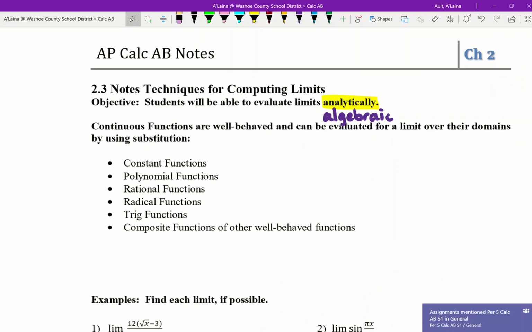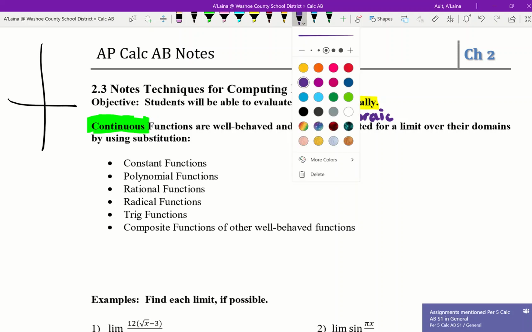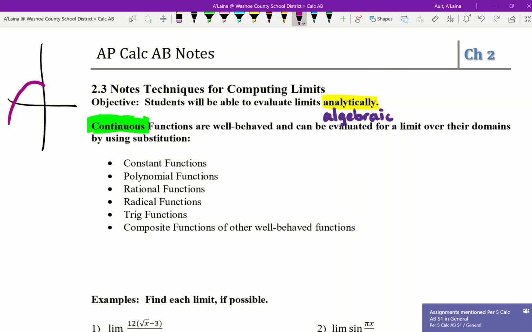Okay, so we're going to be noticing that a lot of the functions we'll be working with are continuous. And what we mean by that is that if you trace along the path of a continuous function, you can do so without ever having to lift up your pencil. And so we consider those to be well behaved and very easy for us to evaluate a limit as long as we stay within the domain of that function.